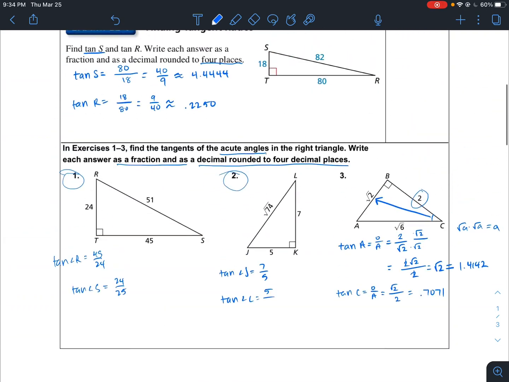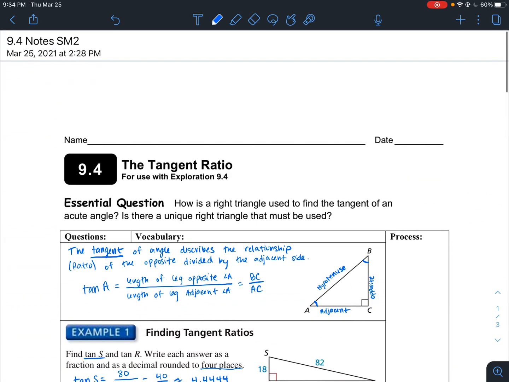Okay, so that should pretty much do it for the tangent ratio. In the next unit, we're going to talk about the two other ratios.